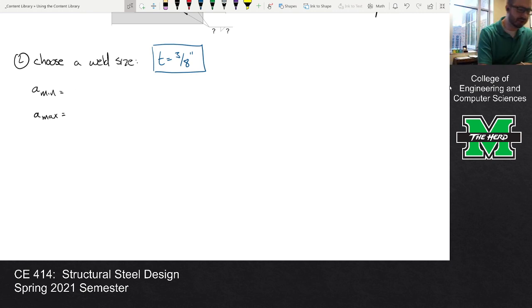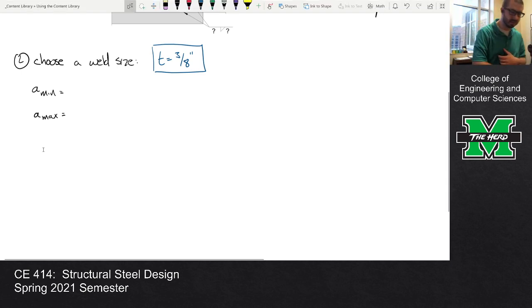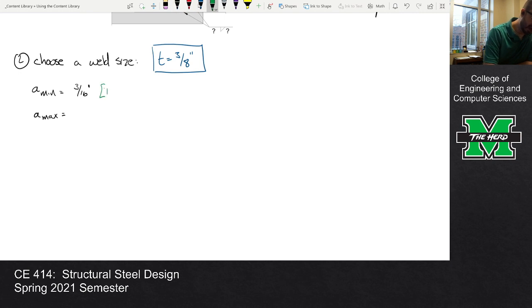There we go. So table J2.4. And so you're getting a min. Oh, man. What is going on with my mouse today? So a min is 3/16. And this is from table J2.4. Okay. And what about a max? A max is either the thickness or the thickness minus 1/16 of an inch.